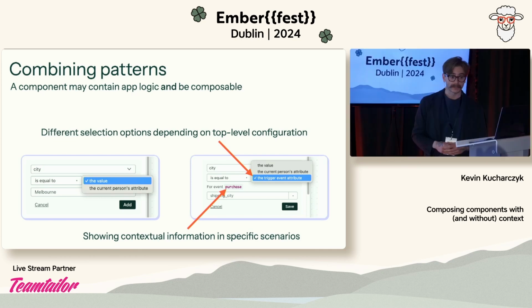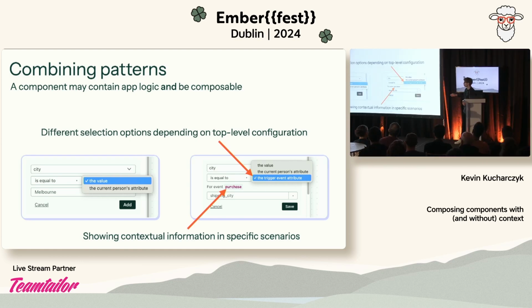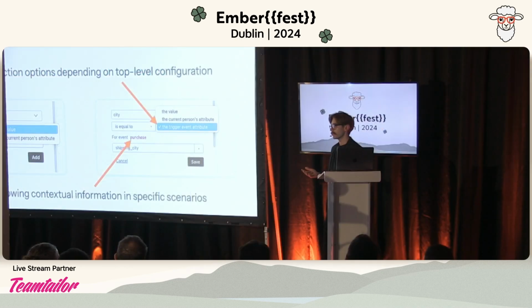And again, in order to make that happen, we would have to pass arguments through all the levels, only for it to reach this one select component, where all the other components don't actually care about whether I am in an event attribute action or not. Additionally, you might want to show additional contextual information to your user to help them make better decisions on what filters to build. Like here we show the event name so that they know what these values actually refer to.